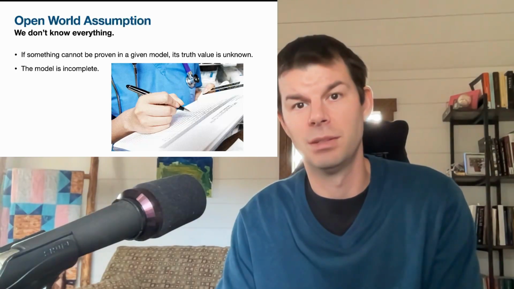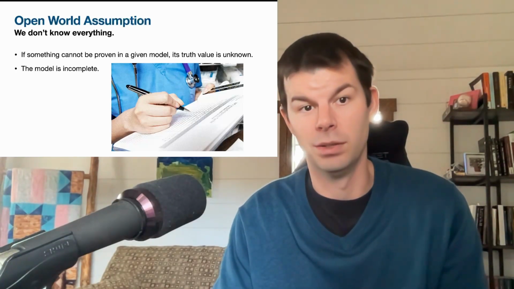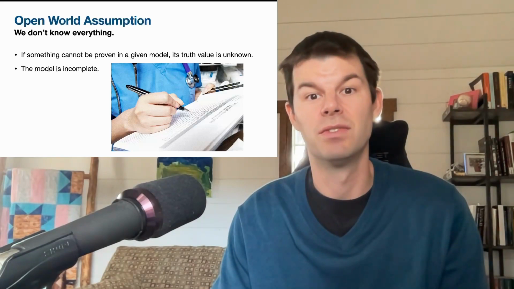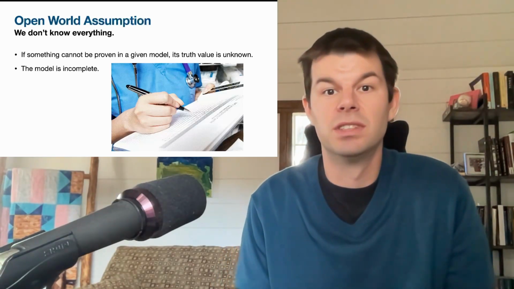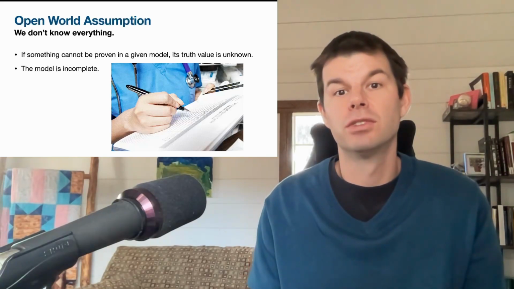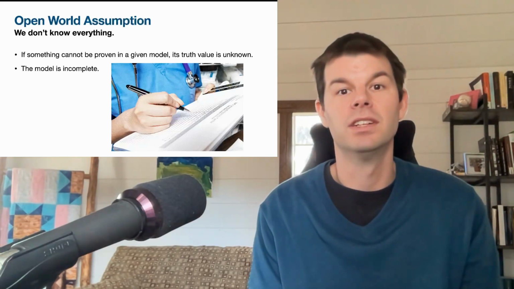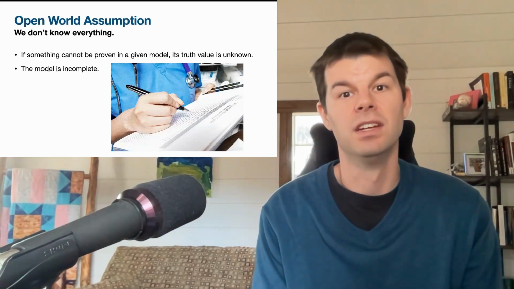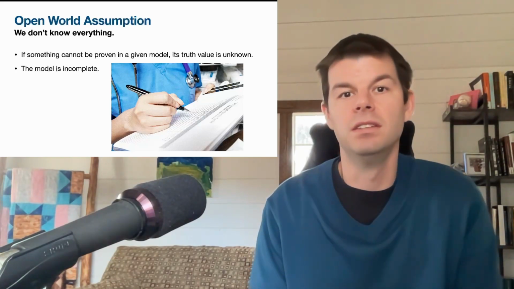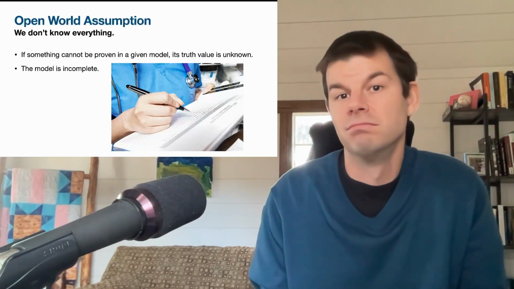The open world assumption, on the other hand, says that we don't know everything. So if there's something that can't be proven in a given model, its truth value is just unknown. It's not false. The model is incomplete. We know there are things that are true outside of what we can prove in the model, and so if we can't declare a specific thing true or declare it false based on the model, we shrug, we're open. Could be either way.